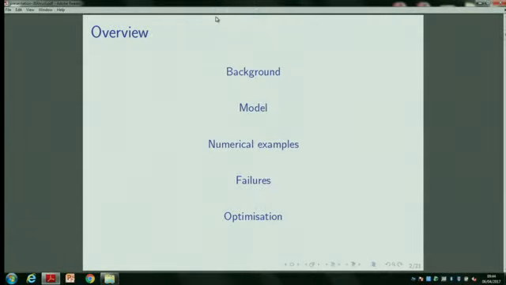First I'm going to begin with a little overview of what we've been doing and what I'm going to present now. First I'll give you a small background, a recap on what we did during the week. Then I'm going to present several models which we use to tackle the problem, some numerical results and examples, possible failures of our model, and an optimization algorithm which will attempt to give a solution to the problem.